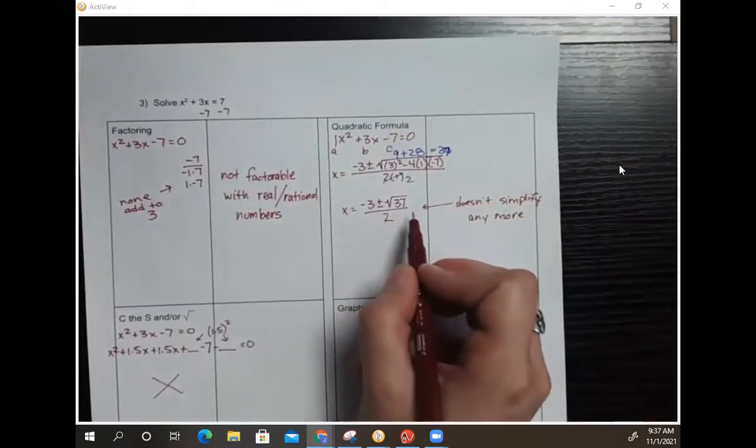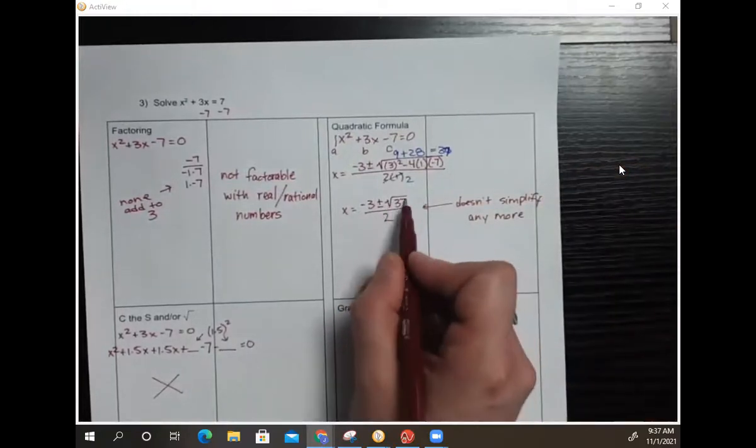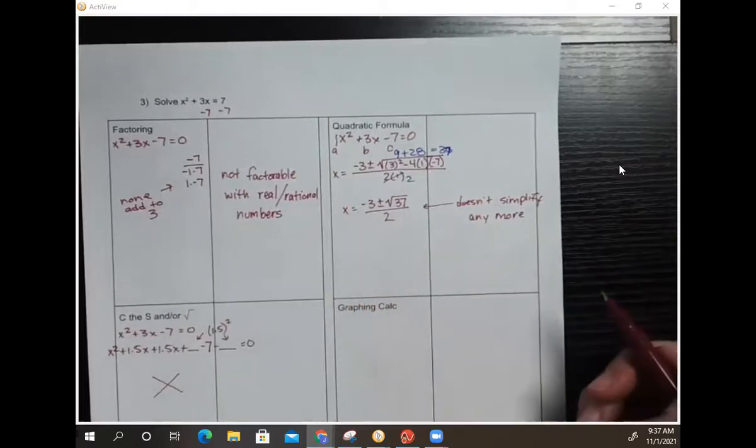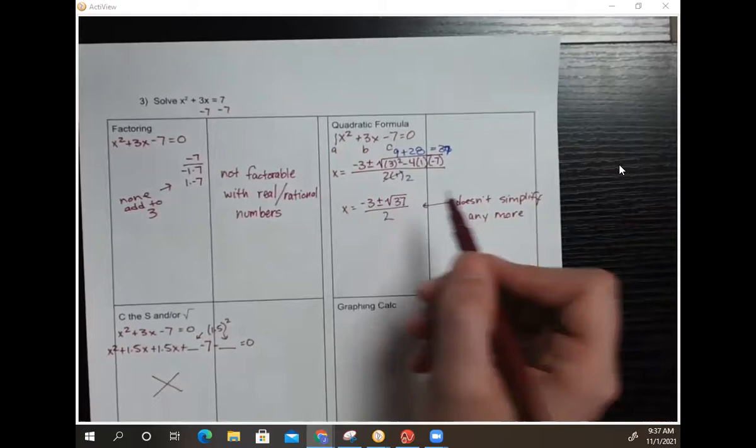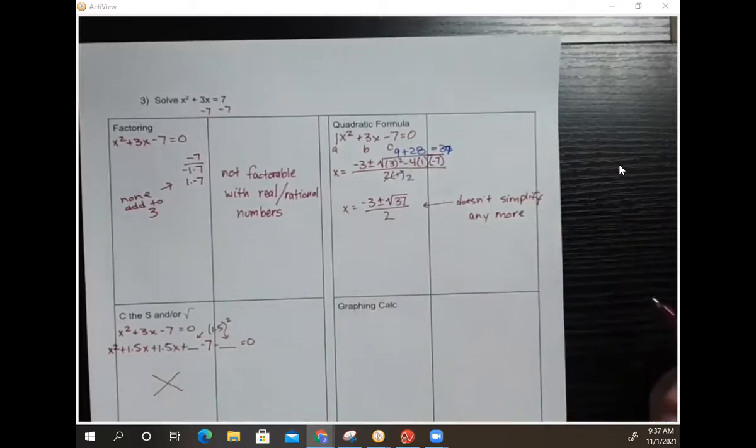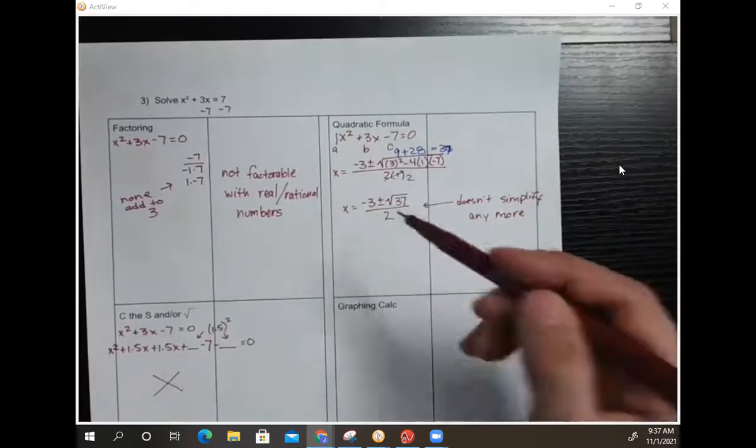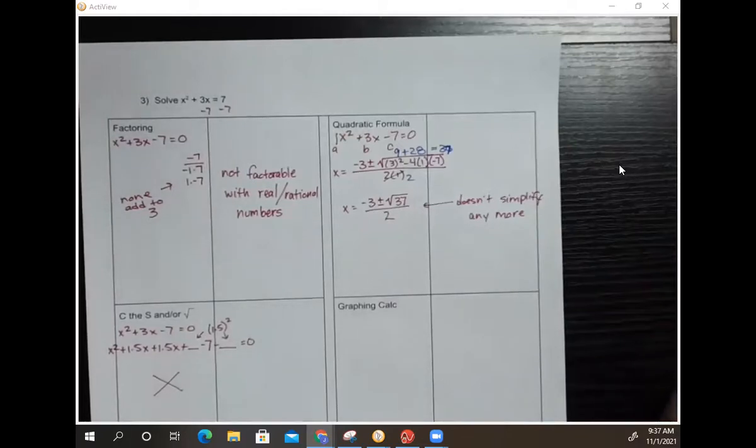This is why I couldn't factor this thing, because I'm going to get goofy square root numbers in my solution. I couldn't factor it because it doesn't have integer solutions or even nice fraction solutions. So the quadratic formula so far has been our best bet. Let's take a look at graphing.